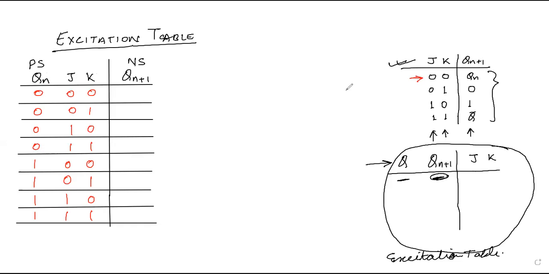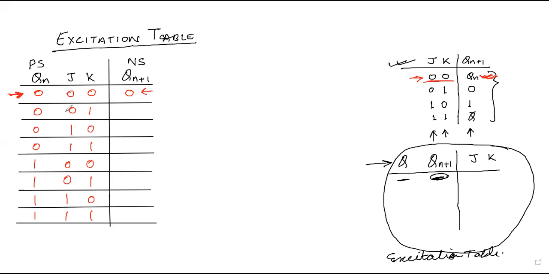So whatever the present state was, here, for this particular case, what is the present state? 0, sir. 0. So the next state will be equal to 0. Why? Because for 0 0 we have the next state equal to the present state. So the present state here is 0, therefore the next state value we have written here is also 0.